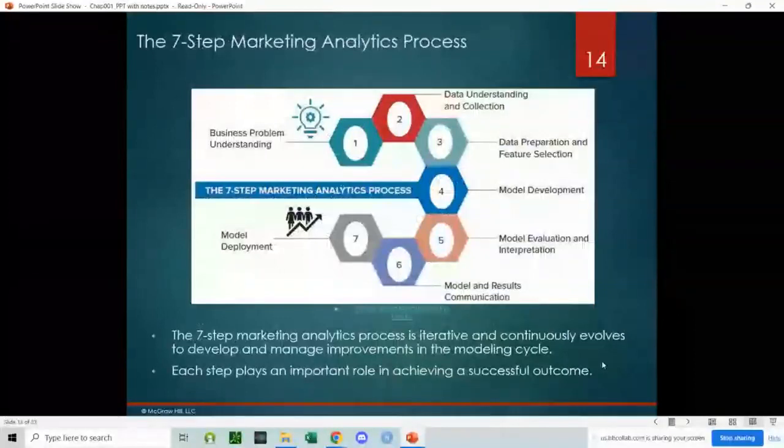So the first one, business problem understanding. Most analytics models are developed to solve a problem. Clearly defining the problem is a key part to performing the right type of analysis to create an appropriate solution. Determining if the problem is the correct problem to address the needs of the organization is key.